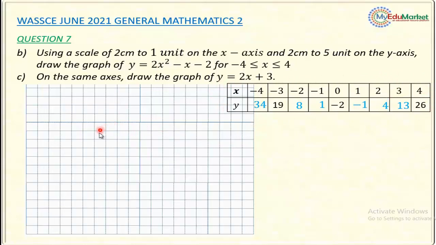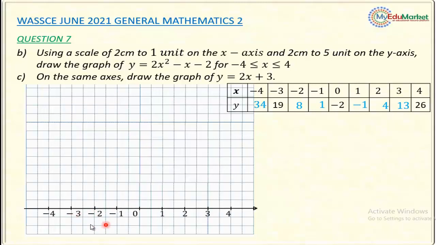So this is my graph sheet. What I will do first is to draw the axes, the x-axis and the y-axis, and number them appropriately according to the given scale. So this is my x-axis. Look at it, the horizontal axis is the x-axis. So let me attempt to number it.